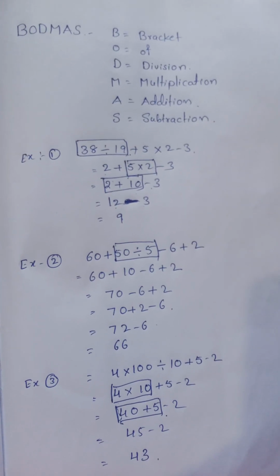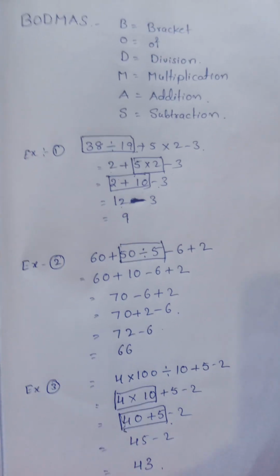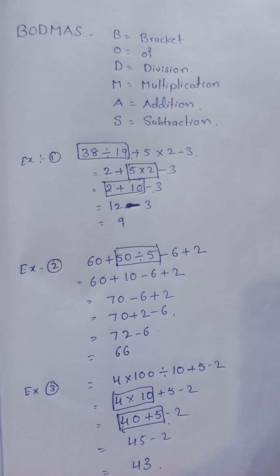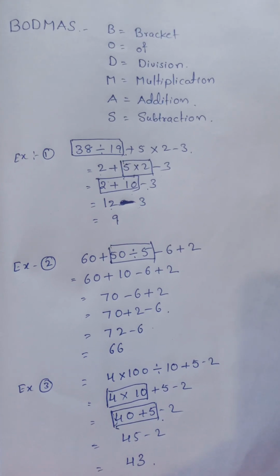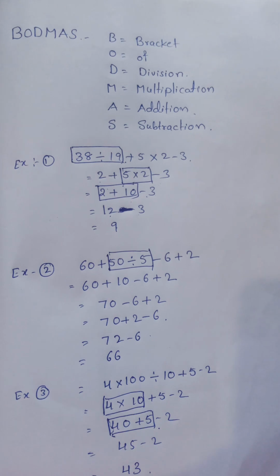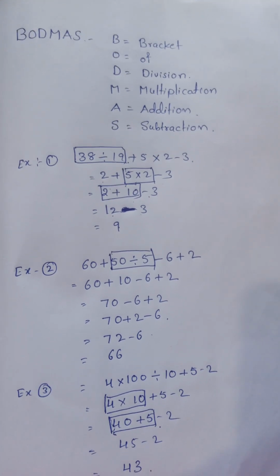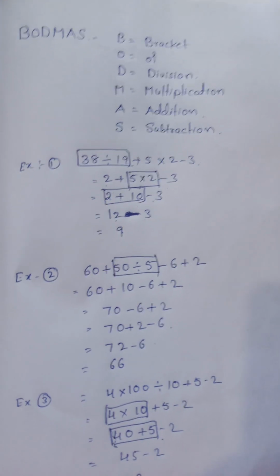BODMAS. First, BODMAS. What is the full form of BODMAS? B for Bracket, O for Of, D for Division, M for Multiplication, A for Addition, S for Subtraction. So we follow this BODMAS and simplify some problems. Let us go to the first one.